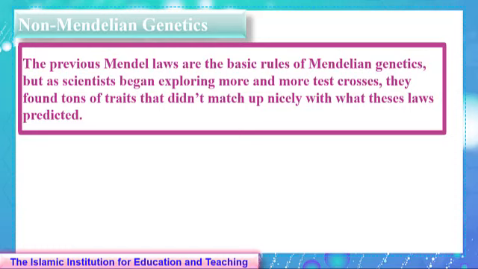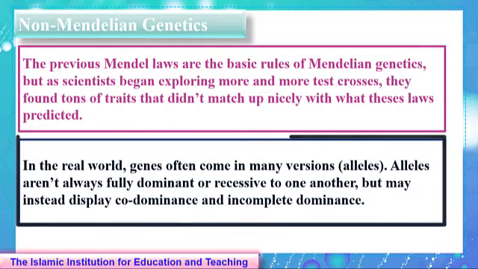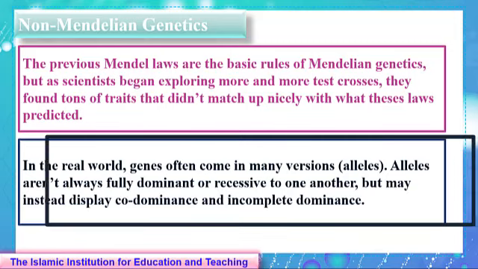The previous Mendel laws are the basic rules of Mendelian genetics, but as scientists began exploring more and more test crosses, they found tons of traits that didn't match up nicely with what these laws predicted. In the real world, genes often come in many versions or alleles. Alleles aren't always fully dominant or recessive to one another, but may instead display codominance and incomplete dominance.